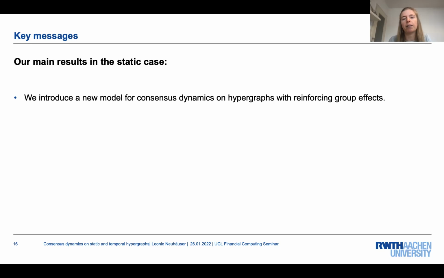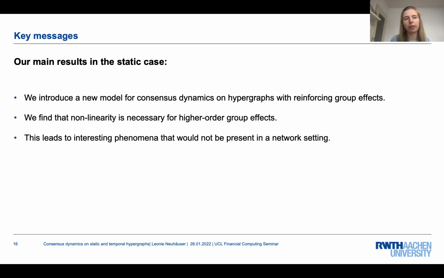We have introduced a new model for consensus dynamics on 3-body hypergraphs, which can be used to show that group interactions reveal higher order effects that are not captured by pairwise network models. But I think what's the most important fact and the takeaway from this part is that we find that nonlinearity is essential to reveal genuine higher order group effects in the static case. So for linear interactions, the dynamics can always be rewritten in terms of a scaled network. And moreover, the higher order effects that result from reinforcing group effects can lead to interesting shifting phenomena.